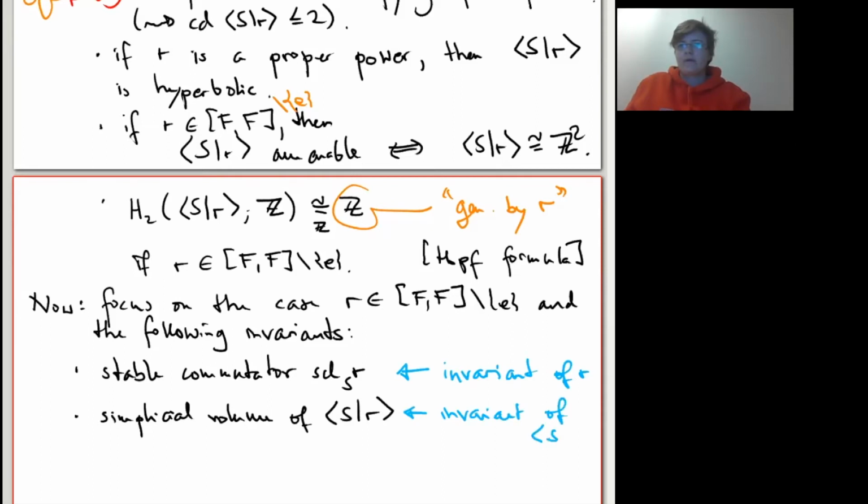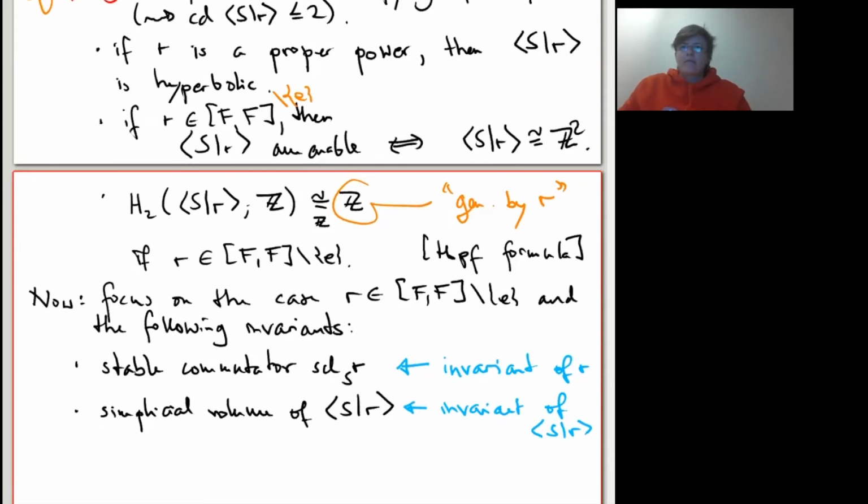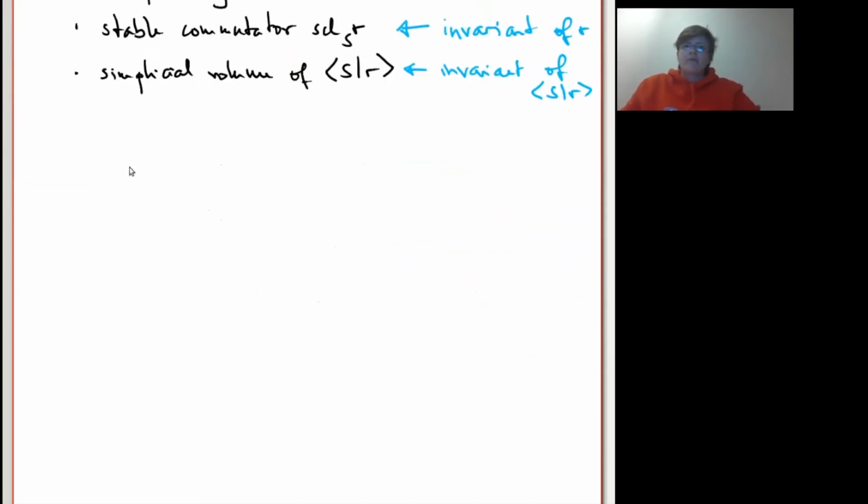So in this sense, if you figure out how these two things interact with each other, then this is an instance of this question, how properties of the group are related to properties of the relator. Okay, so that's the setup. That's what we want to do. So let's move on to the second part.